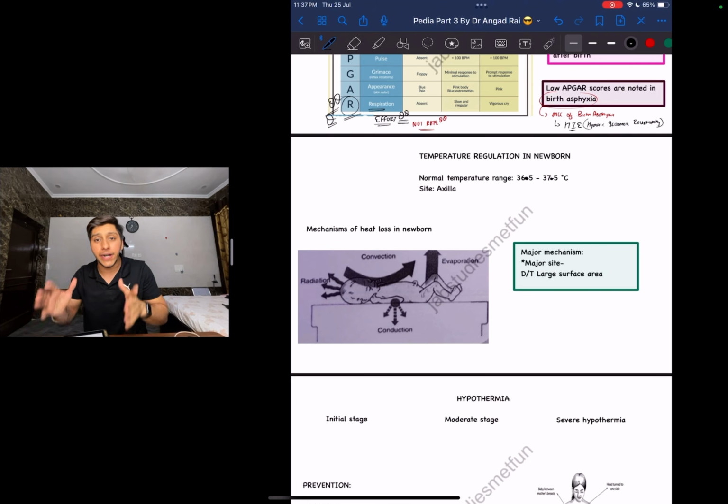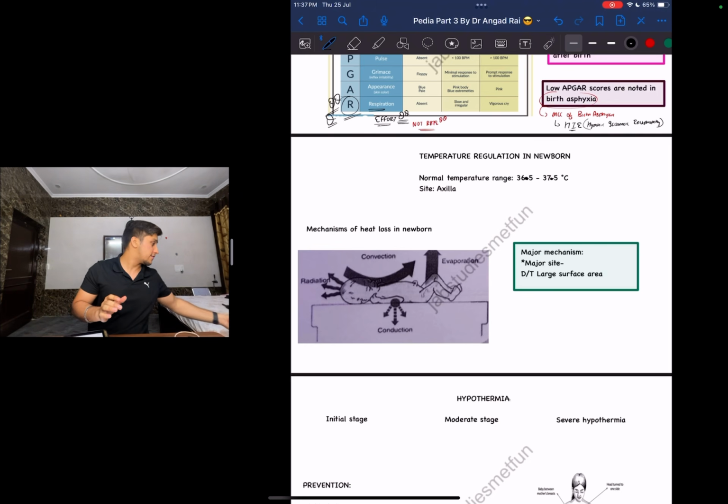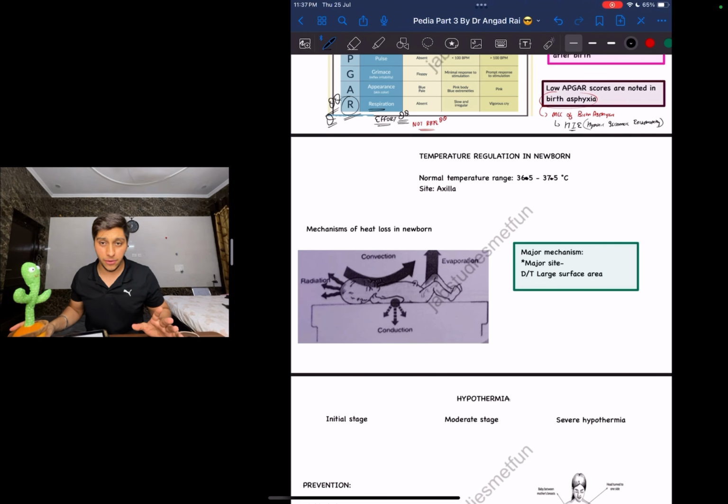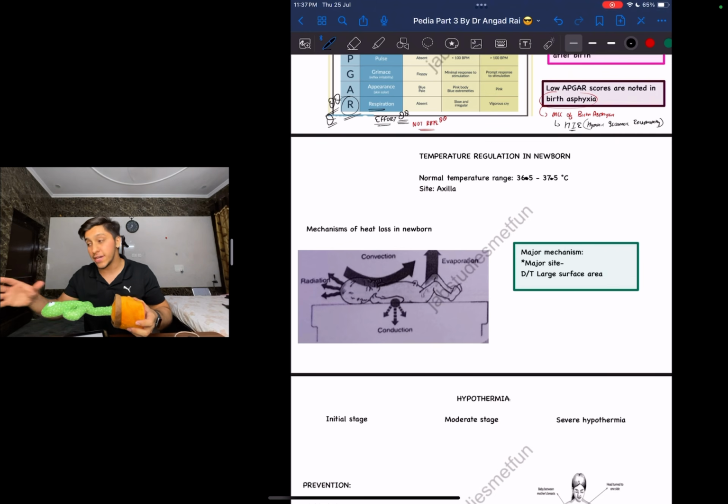So we have to protect it from hypothermia. For this, I have this example. Please bear with me. All right, the first method is when there is dissipation, loss of heat through a large surface area. A large surface area, for example, is the head. That is your radiation.